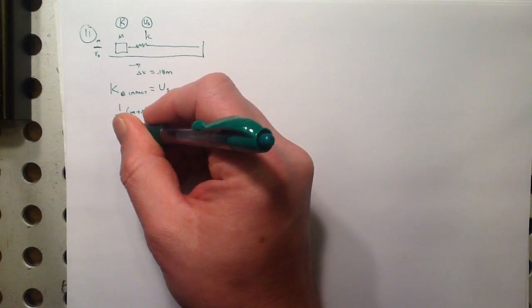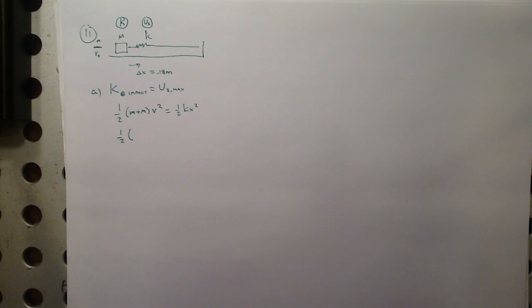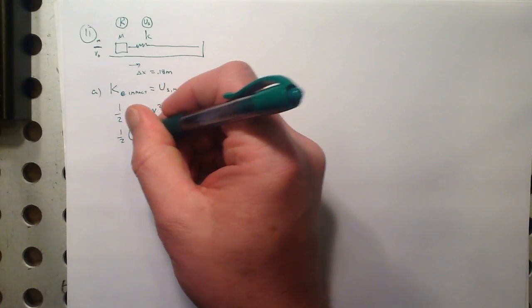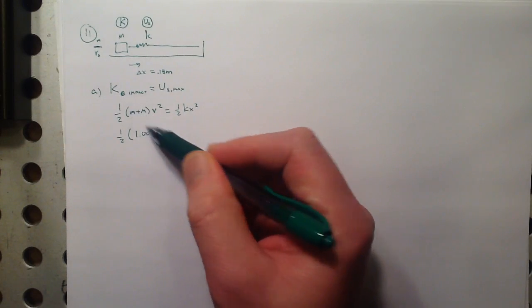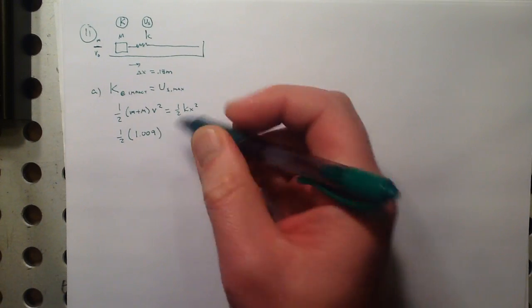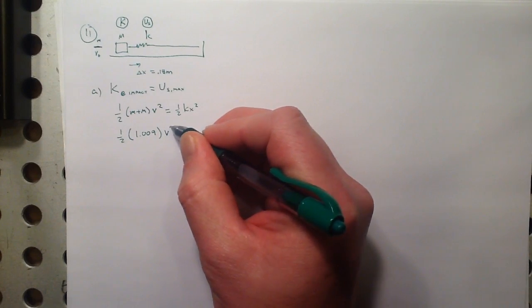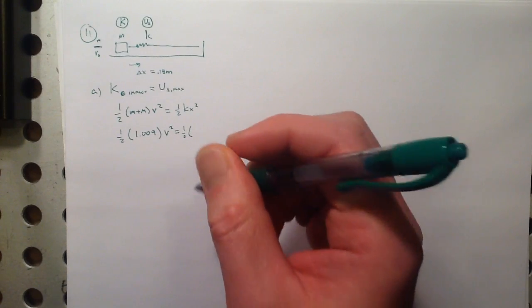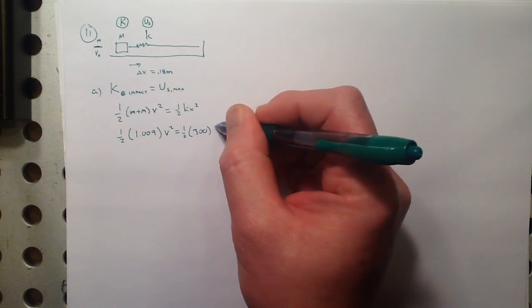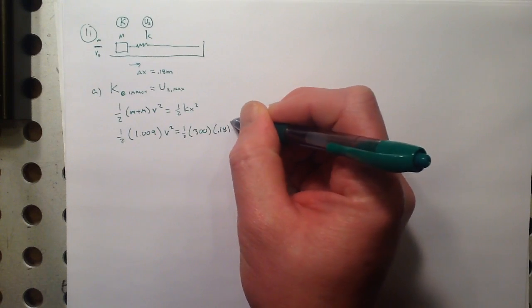Well, let's go ahead and plug stuff in. This is part A, sorry. Let's see, the mass of the bullet is 9 grams and the mass of the block is 1 kilogram, so the total mass would be 1.009 kilograms. And you notice here that if you left the bullet out, it makes a small difference, but we're going to include it because we should. And then 1/2, the spring constant is 300, and the maximum compression is 0.18 squared.